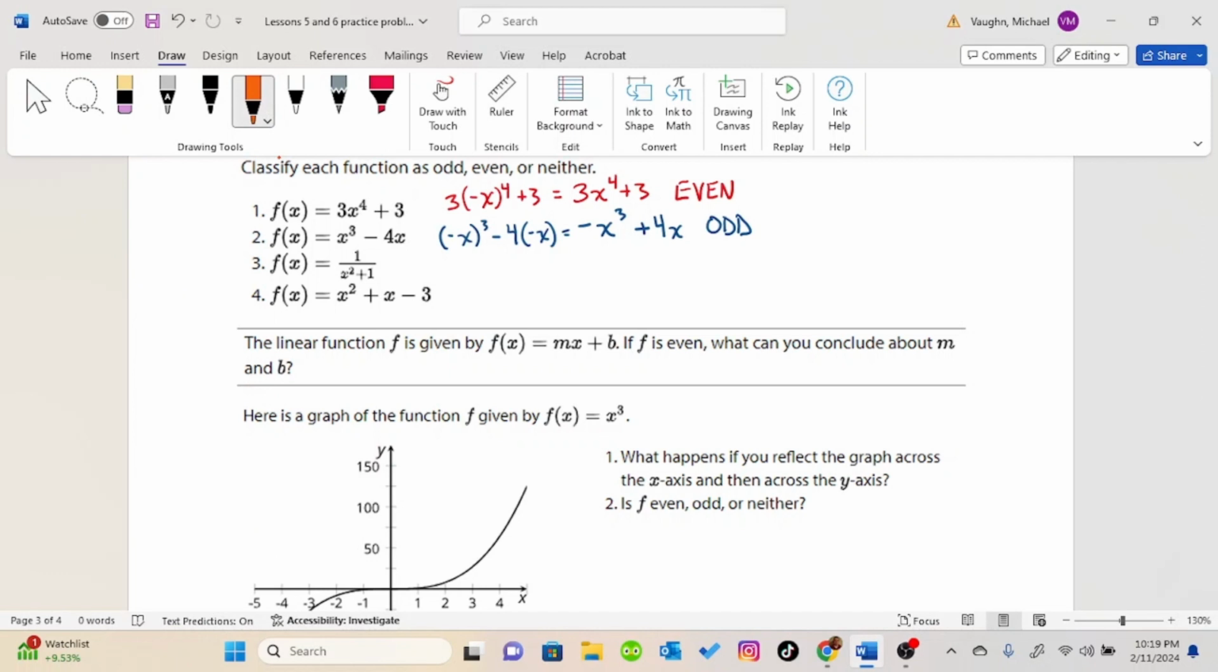Number 3. If I substitute negative x in here, I get 1 over negative x squared plus 1. A negative number squared is going to be positive, so I will get 1 over x squared plus 1, which is exactly what I started with. Since they're the same, they are even.